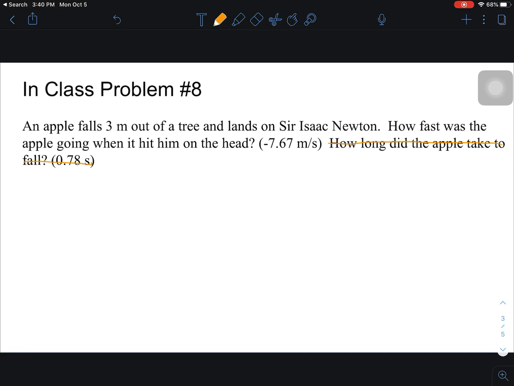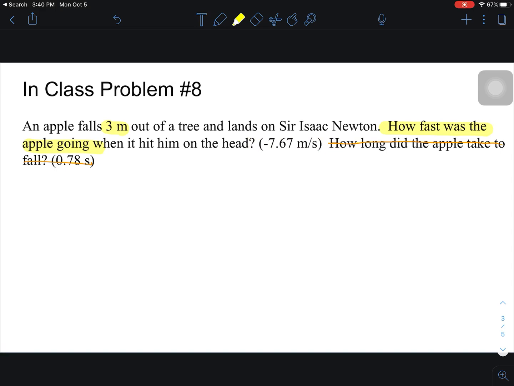Okay, so in order to do this, we're looking for key things. We're looking for numbers, 3 meters, and we're looking for questions. How fast was it going? Okay, so that's what we have. Just for the record, this is not a number for the problem. That's the answer for the problem. Just keep that in mind. So we're kind of done.